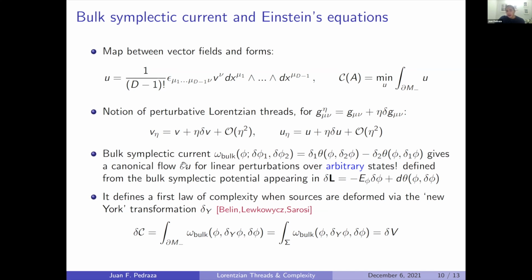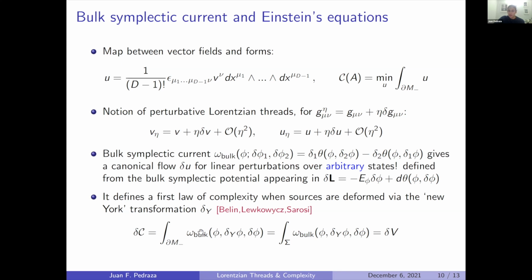So our observation is that the bulk symplectic current provides actually a solution at linear order to the minimization problem. In addition, we made this connection. We noticed that this is not the first time that this symplectic current has been discussed in the context of complexity. There is this set of papers by these authors. And it's nice that they observe that when the sources are deformed by the so-called New York transformation, then the bulk symplectic current provides us with a natural definition for a first law of complexity.